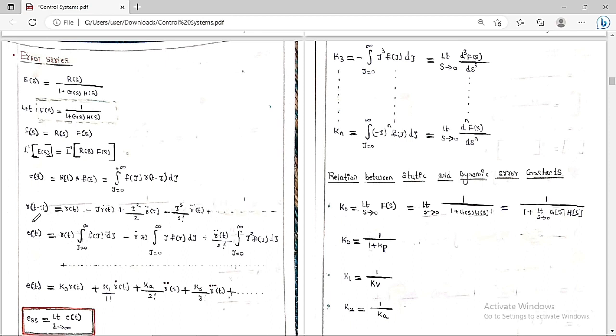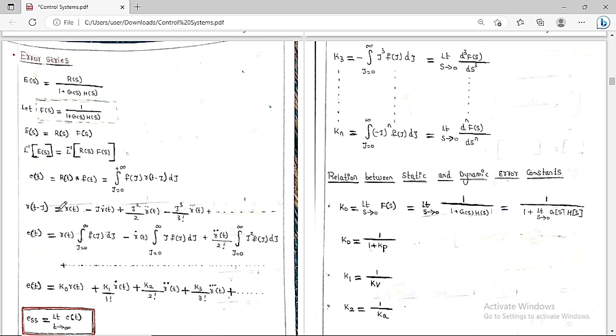So listen carefully, r of t minus tau can be expanded as r of t minus tau into r dash of t plus tau square by 2 into r double dash of t minus tau cube by 3 factorial into r triple dash of t. One dot means first derivative, double dot means second derivative, triple dot means third derivative, and it goes up. Plus minus plus minus.